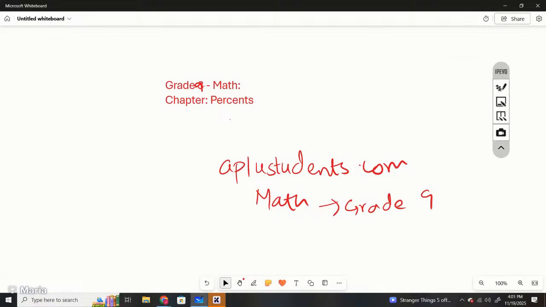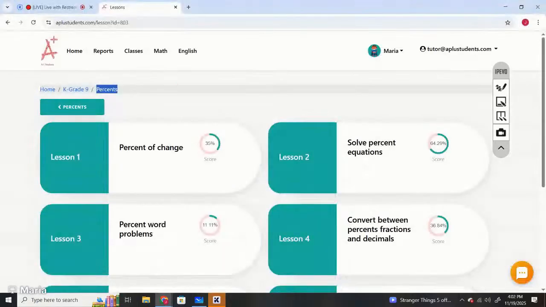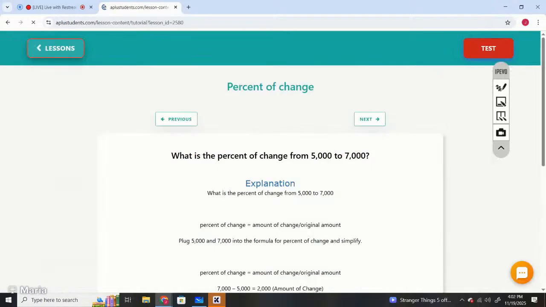So please make sure you have your notebook and pencil so that you can note down the important examples and definitions as well. Here I am on grade 9 math. The chapter we are on right now is percents. Let's just start with the first lesson, that is percent of change.